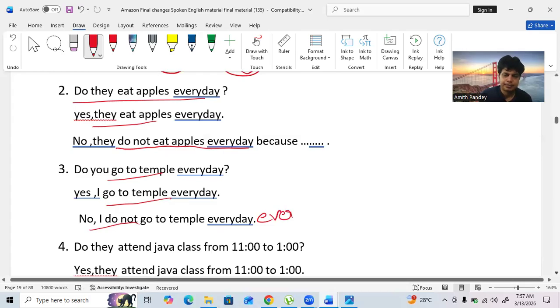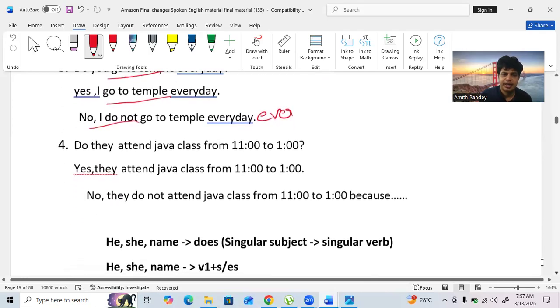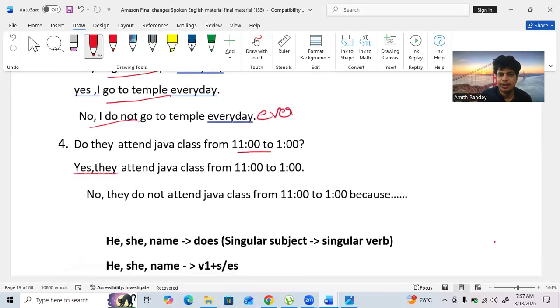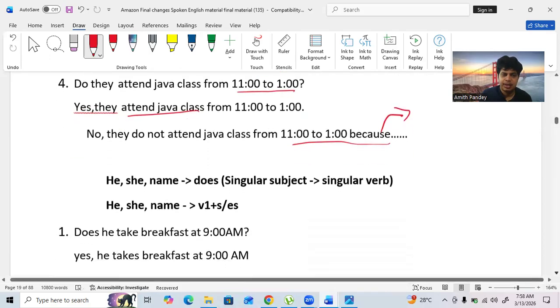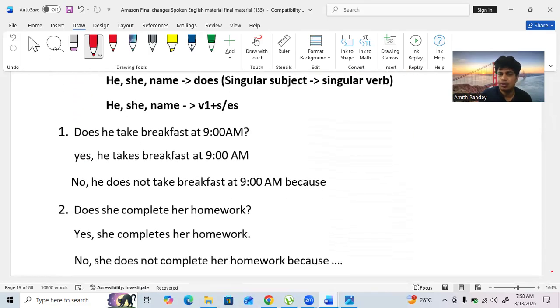Right. In the same way, do they attend Java classes from 11 to 1? So yes, they attend. No, they do not attend Java classes because they attend English classes, CRT classes, Python classes, whatever it might be. Right. Now there comes he, she, and name. So hope you are clear with do, right? Now it goes with he, she, and name.